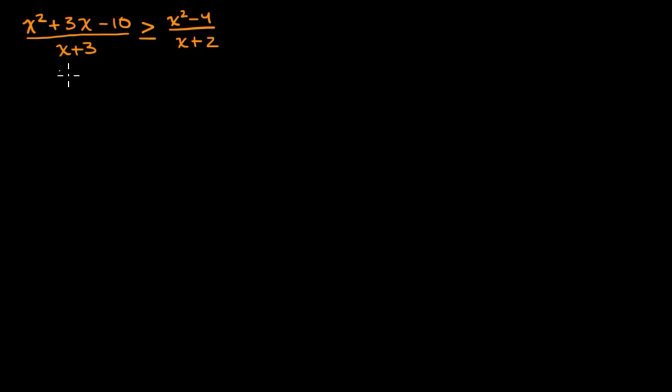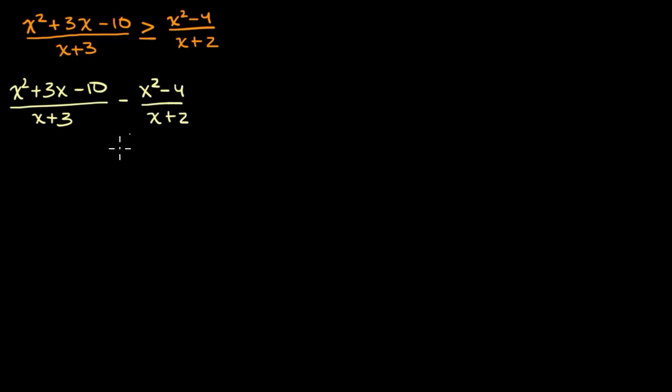There's going to be a little bit of algebra here. So let me bring all of this business over to the left-hand side. So I could rewrite it as x squared plus 3x minus 10 over x plus 3, and then minus x squared minus 4 over x plus 2. Now this is all going to be, of course, greater than or equal to 0.